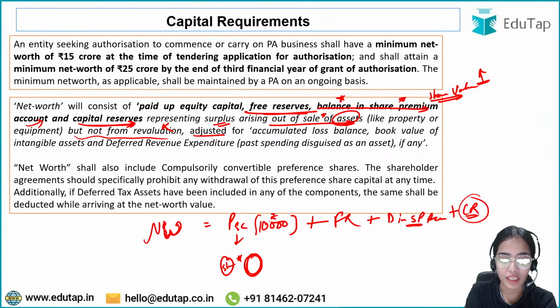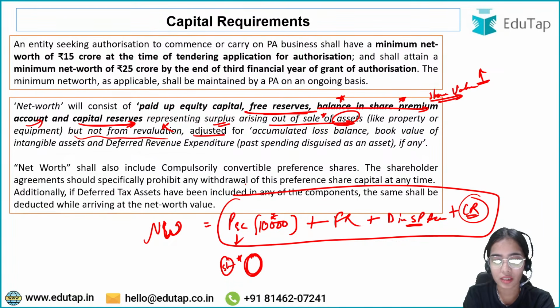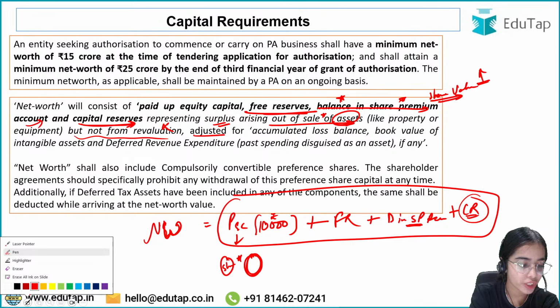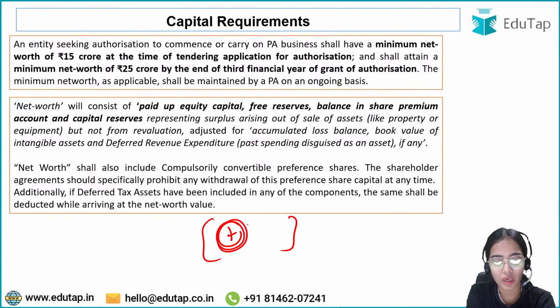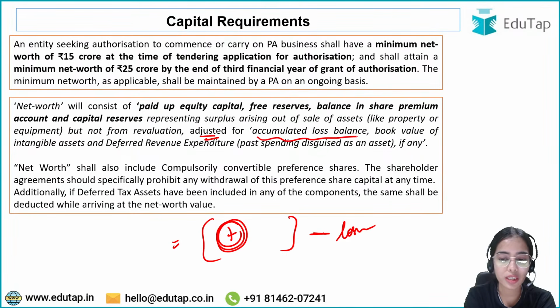Now all of this we are adding: the paid up equity capital, free reserves, balance in share premium, capital reserves. So all of the money that the company is getting has been added. Now deduct the losses that have happened. So accumulated loss balance, and deduct the book value of intangible assets.